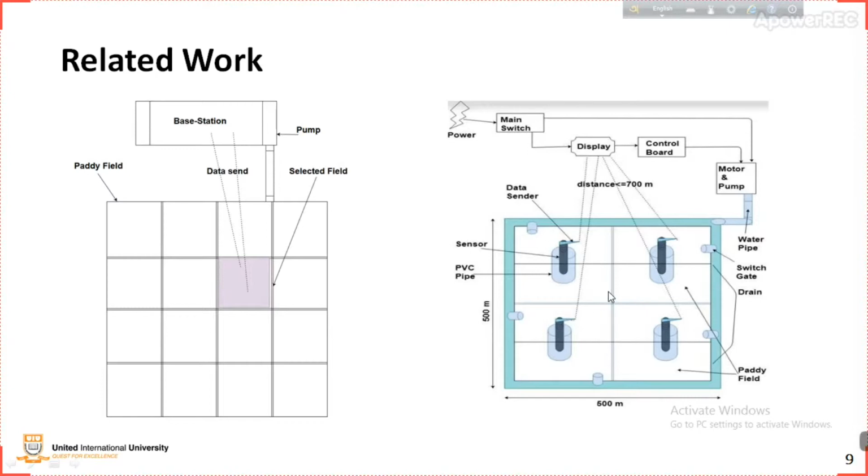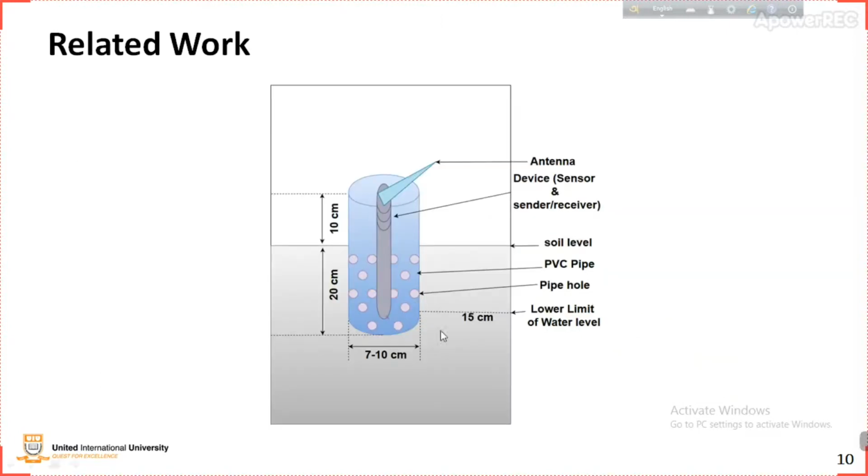This is the drain. After completing this device, we must create an automated switch gate that operates directly from the base station. This is our main device diagram. In this device, that is the data center antenna. This antenna sends data to the base station. And that is our sensor. This sensor collects information from soil and sends it to the base station. Our whole device is covered with a PVC pipe. This PVC pipe has multiple holes for flowing water.